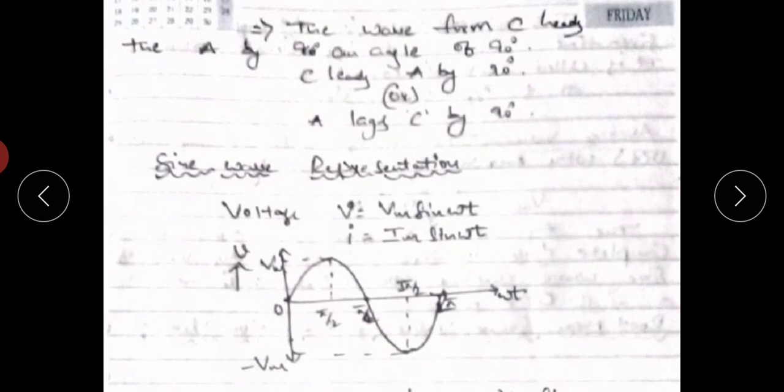So next, the AC supply is mainly divided into two types: single phase AC supply and three phase AC supply. For low power applications like domestic applications, we use single phase supply, and for high power applications like factories, three phase supply is used.